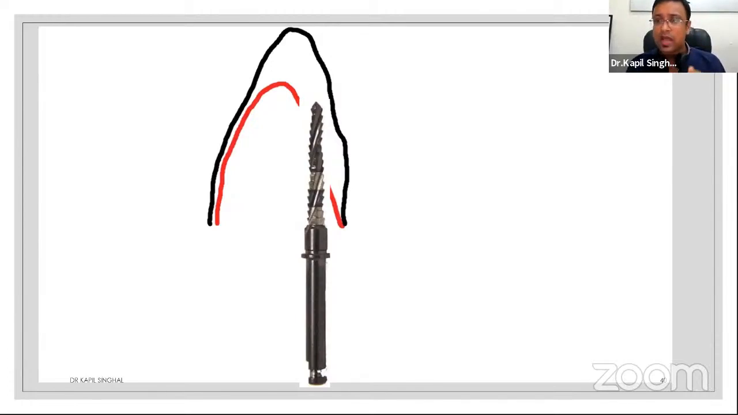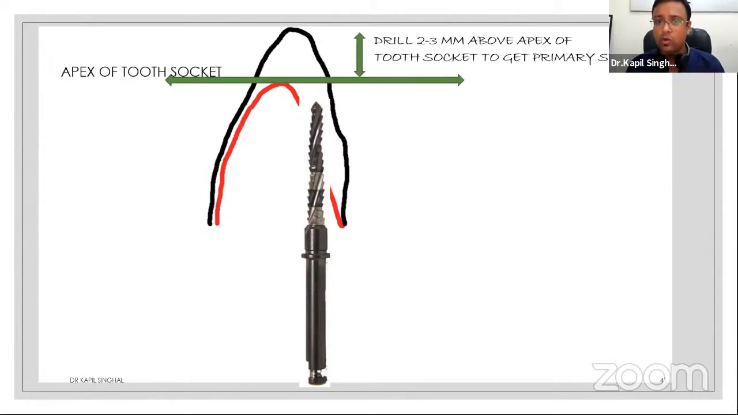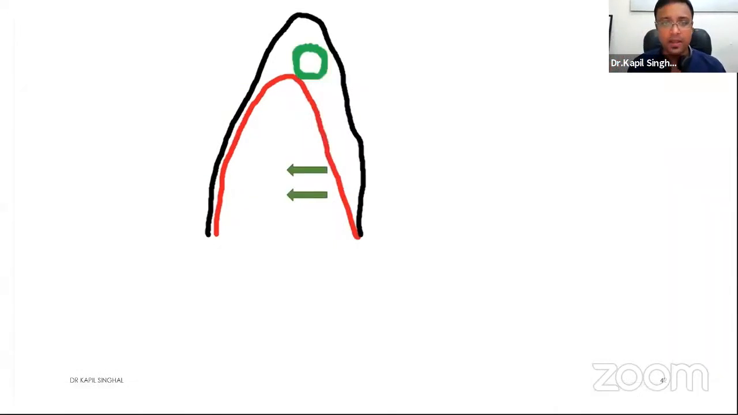Go above the tooth socket, 2 to 3 mm above the tooth socket, because this 2 to 3 mm of bone is the main bone that will give you and your implant the primary stability. So you need to drill 2 to 3 mm above the apex of the tooth socket. That would provide you with good primary stability. This is the punch, this is the osteotomy that you have created with the side cutting drill.